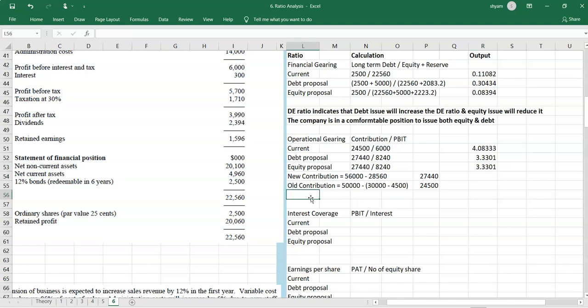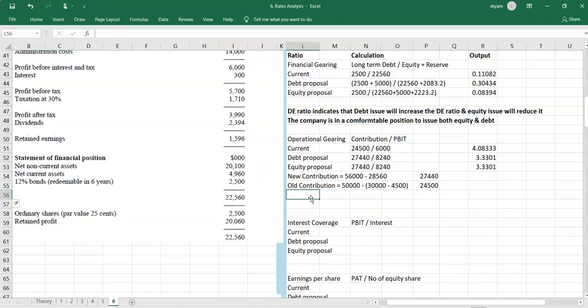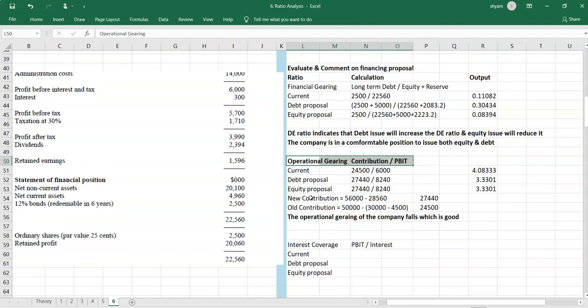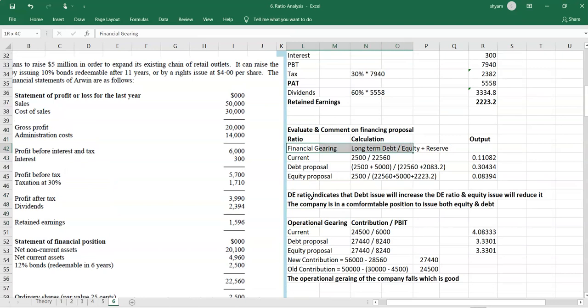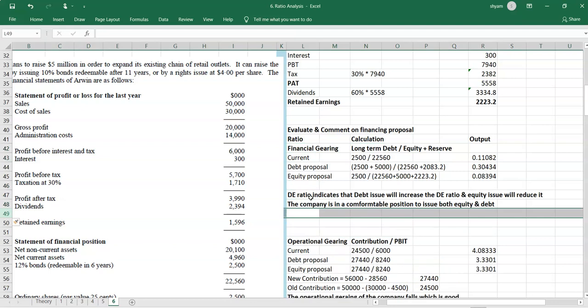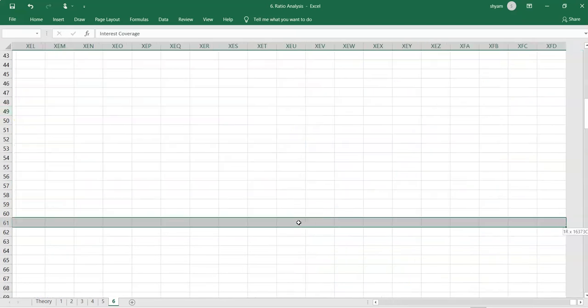Okay, so we can put it like this. The operational gearing of the company falls, which is good. But it doesn't depend upon which financing policy you have. Either way you do it, it will give you the same answer.